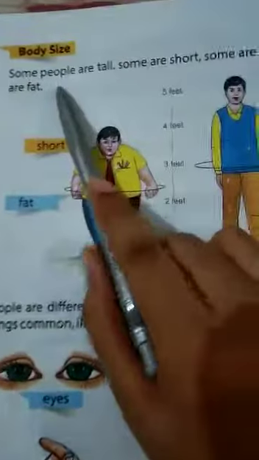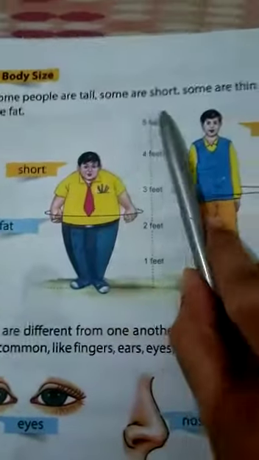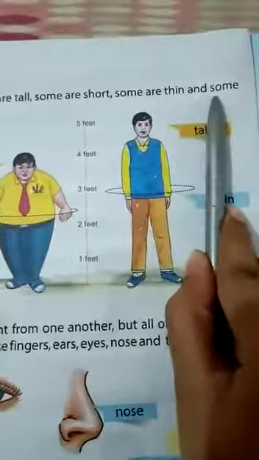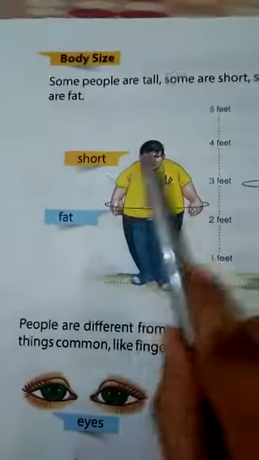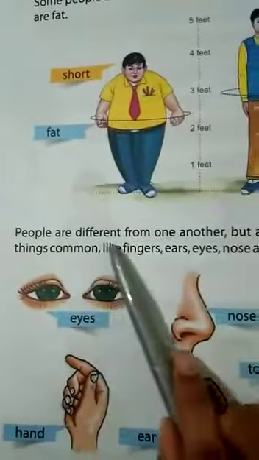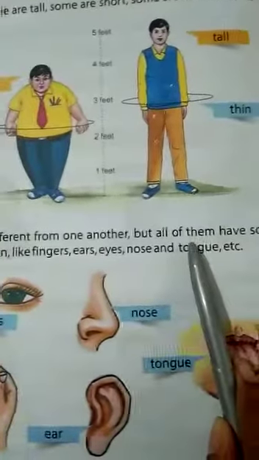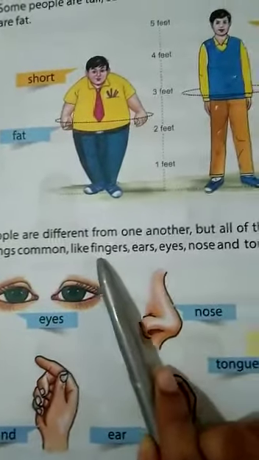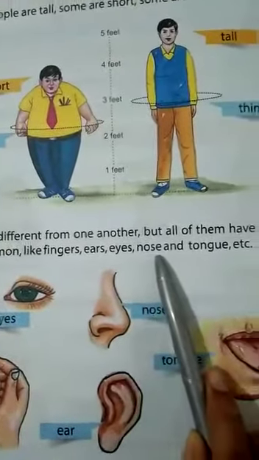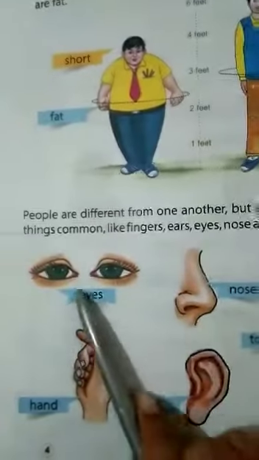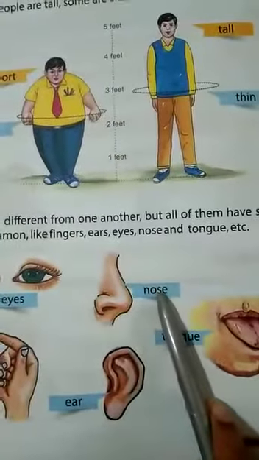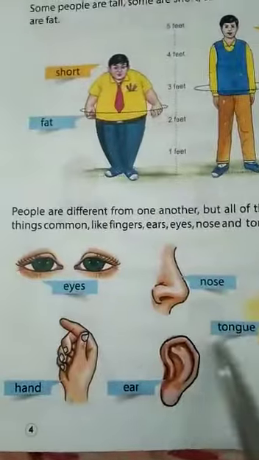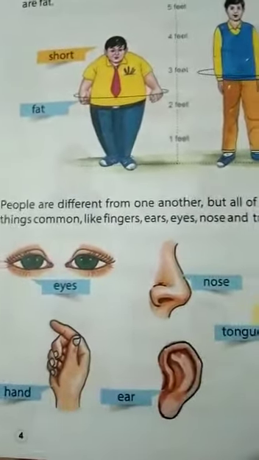Body size: some people are tall, some are short, some are thin, and some are fat. Short, fat, tall, thin. People are different from one another, but all of them have some things common, like fingers, ears, eyes, nose, and tongue, etc. Eyes, nose, tongue, ear, hand.